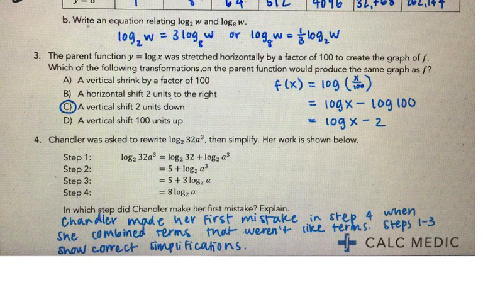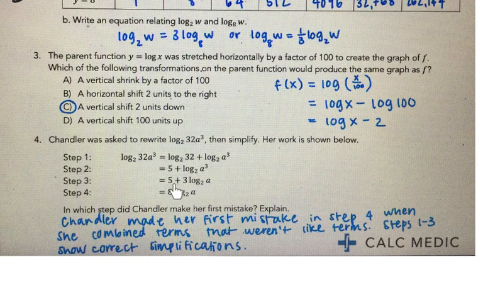And then 4, Chandler was asked to rewrite the logs and then simplify. Her work is shown. So she started with the correct answer here. She rewrote this as log base 2 of 32 plus log base 2 of a to the 3rd. That looks good. This was multiplication of the argument, so she rewrote that over addition. Log base 2 of 32, that's asking the question 2 raised to what power is 32? So that is 5. And then here, log base 2 of a to the 3rd. She just left that as is. Now then the 3 can be written out front as multiplication. That looks good to me.